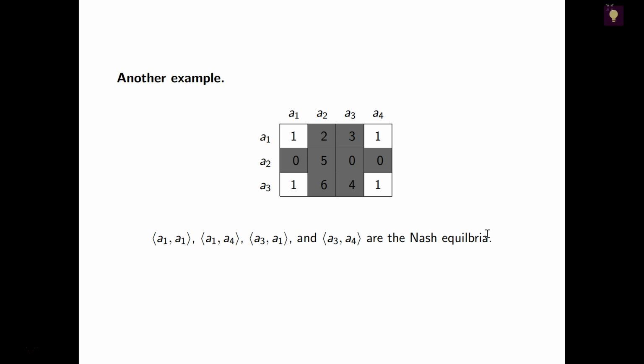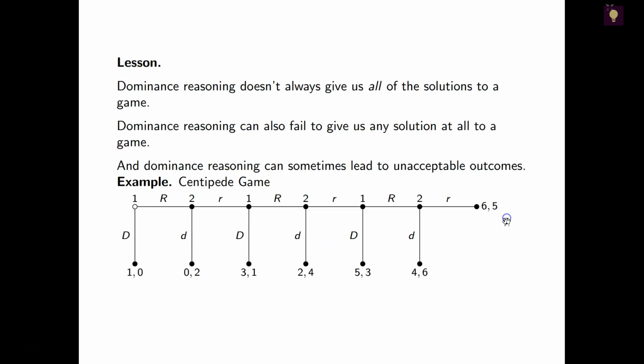If we apply it and find some Nash equilibria, we can't assume that those are the only Nash equilibria in the game. It is sensitive to where we begin applying dominance reasoning, if we begin with player 1 or player 2. Dominance reasoning doesn't always give us all of the solutions to a game. It can also fail to give us any solution at all to a game, and sometimes can lead to unacceptable outcomes. Let's look for a second at the Centipede Game.